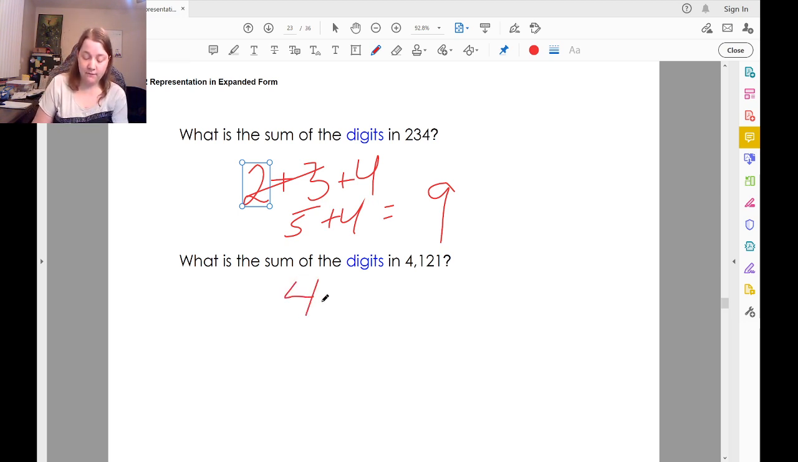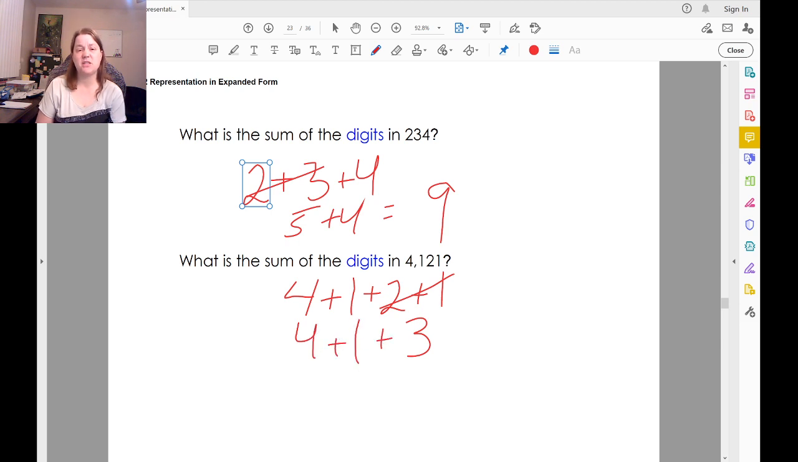Let's look at the sum of the digits in 4,121. 4 plus 1 plus 2 plus 1. I'm going to do 2 plus 1 first. 2 plus 1 is 3. Then I have 4 plus 1. And I know that I can switch around the order in which I'm adding things. So normally I'd go from left to right, but because it's all addition and there's no parentheses or anything, I know that I'm able to change the order of addition and I'll still get to the correct answer. 4 plus 1 is 5. 5 plus 3 is 8.